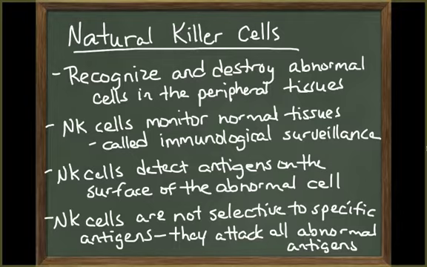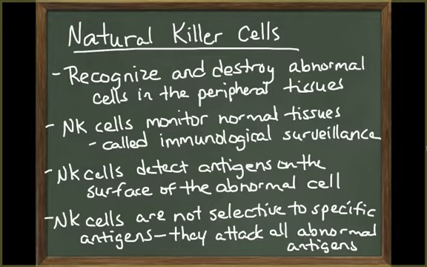Natural killer cells recognize an abnormal cell by detecting antigens on the surface of the abnormal cell. The abnormal cells contain antigens on their cell membranes that are not found on the membranes of normal cells. The natural killer cells will respond to a variety of abnormal antigens and are not selective to specific antigens.